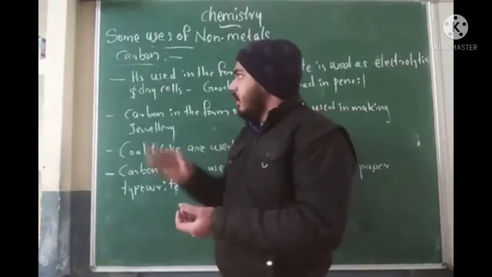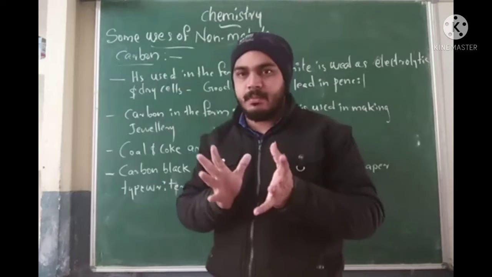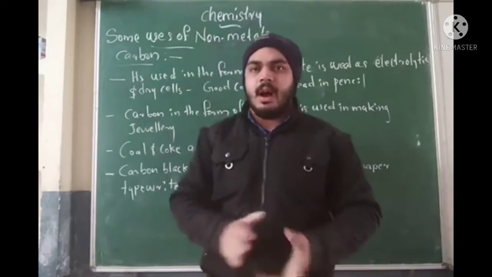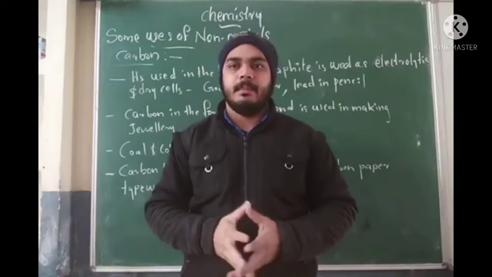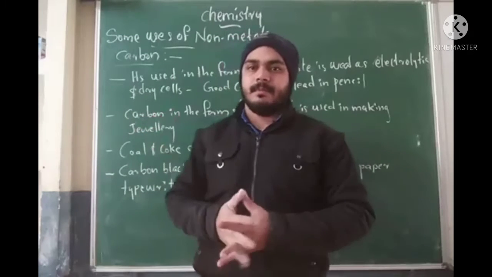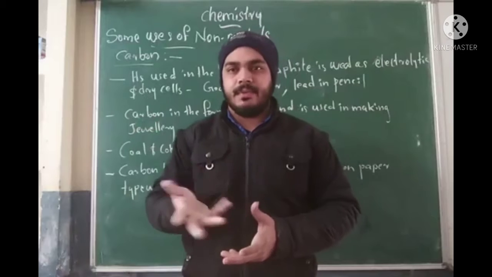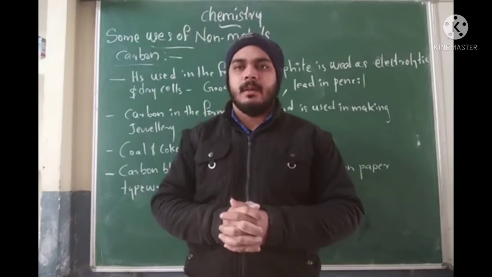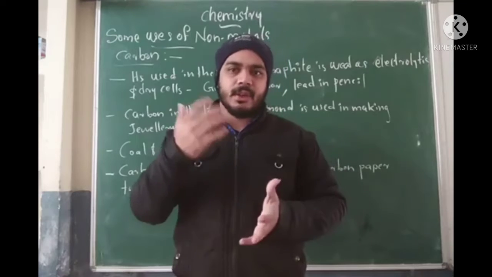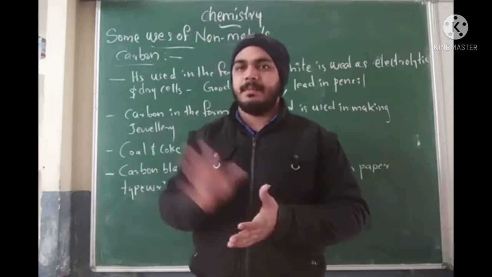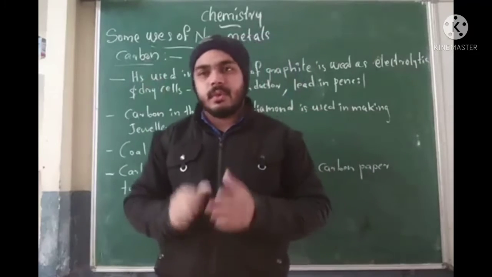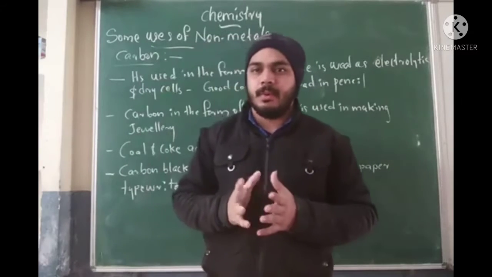Next one, carbon. Carbon is the most important non-metal in the earth's crust. That means almost all compounds are made of carbon, like graphite, diamond and almost all the compounds. Almost everything is made in the form of carbon, so carbon is very essential for human life.